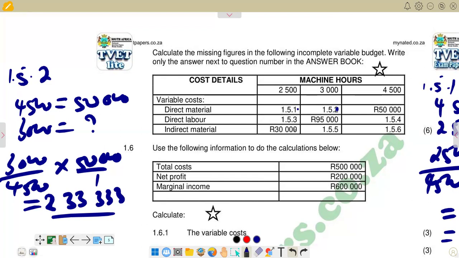Then 1.5.3 is now here. We are given 95,000 equal to 3,000. So then we are looking for 2,500. What is the answer? So we are again going to calculate it using proportion. So we can try to see how we can calculate that one.